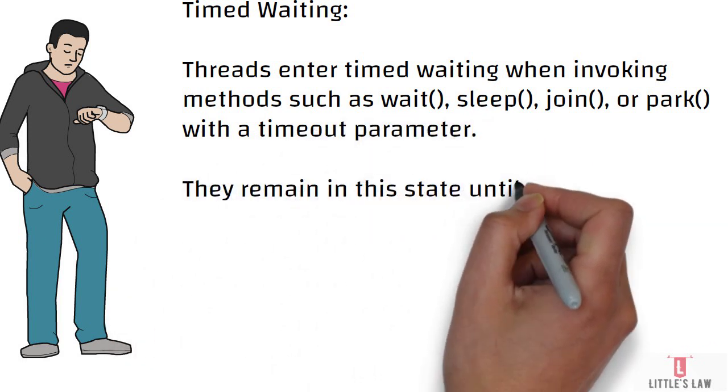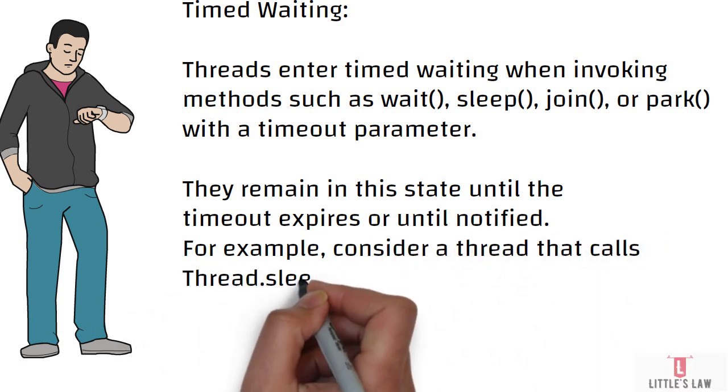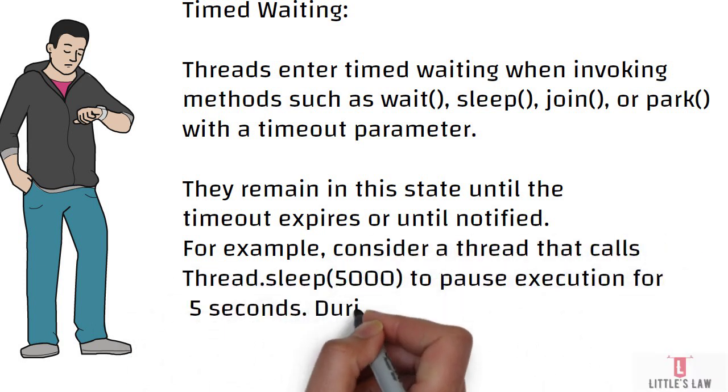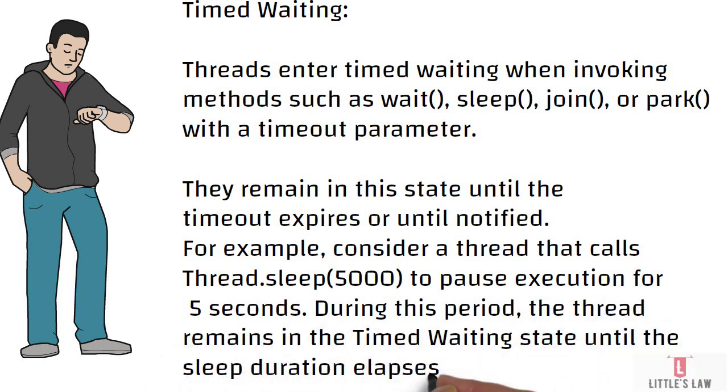For example, a thread that calls Thread.sleep(5000) pauses the execution for 5 seconds, because 5000 here is 5000 milliseconds, and when we convert 5000 milliseconds to seconds, it is just 5 seconds. During this period, the thread remains in the timed waiting state until the sleep duration elapses. So that's the timed waiting, and this thread will not wait for any other threads. It just waits based on the methods, which are wait, sleep, join, or park.